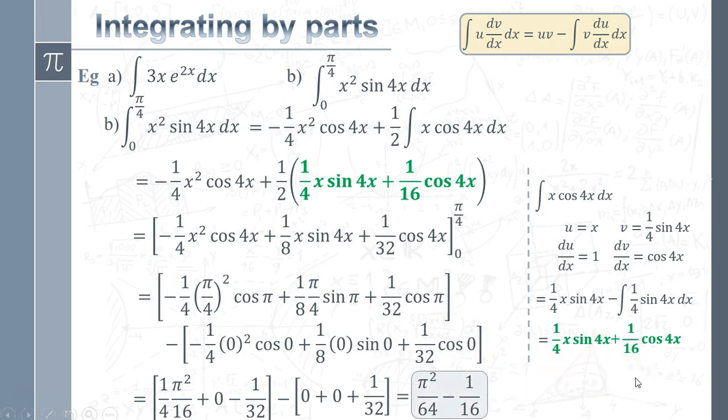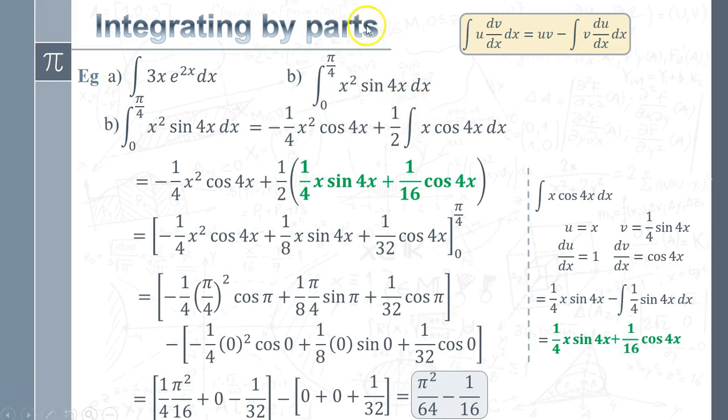We've got pi squared over 64. We've got -1 over 32 there, minus another 1 over 32 there. So that's -2 over 32. That's -1 over 16. And there we go. Jobs a good 'un. Now that might look like a shocker, but it was just to do with that second round of integrating.